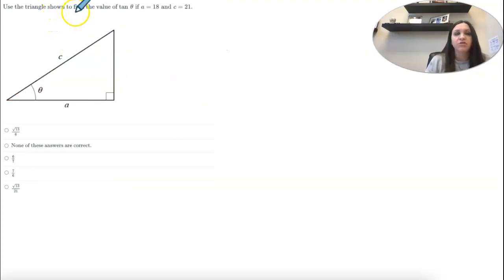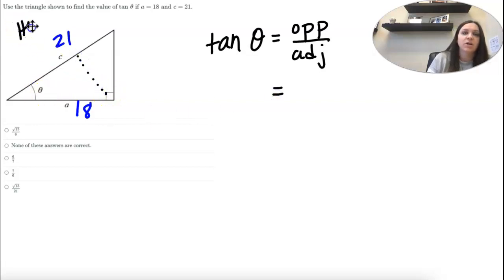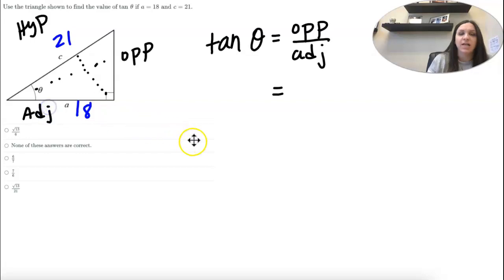These are different. Use the triangle shown to find the tangent of theta if A is 18 and C is 21. So we just did one just like this. Tangent is opposite over adjacent, right? Let's label our sides. Across from the right angle is the hypotenuse. Across from the reference angle is the opposite, and then adjacent is this last side. So we know the adjacent is 18, but we have to solve for the opposite.